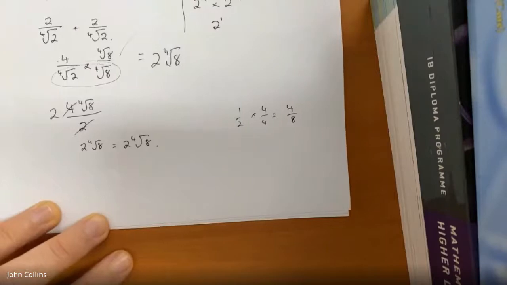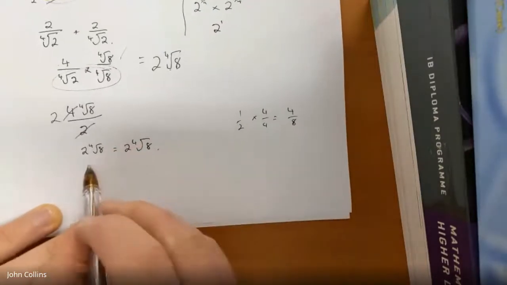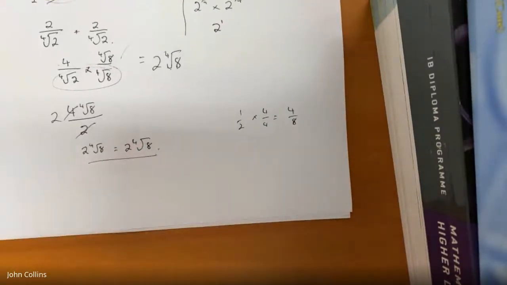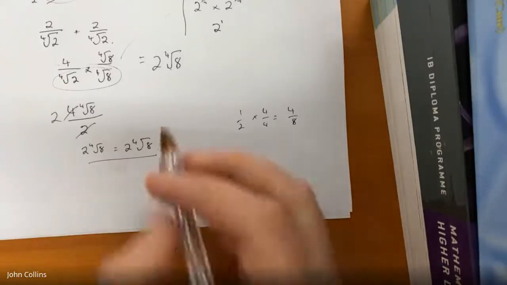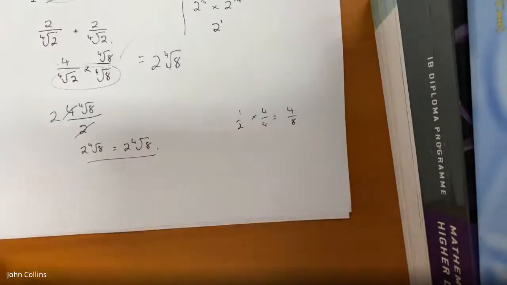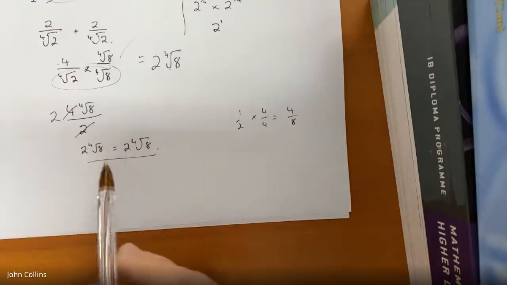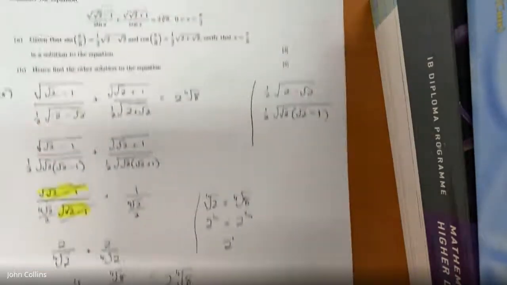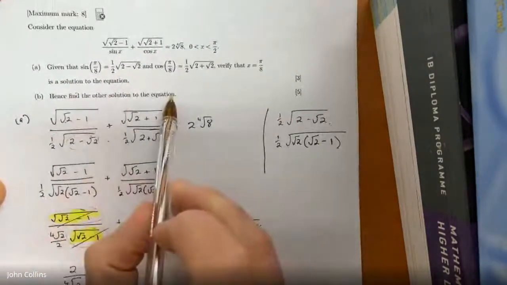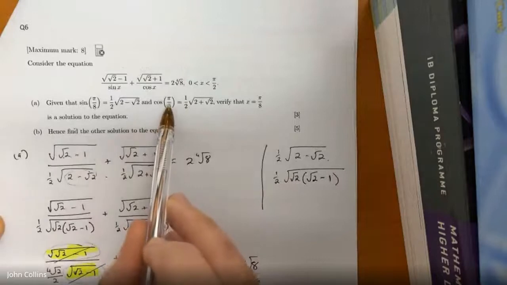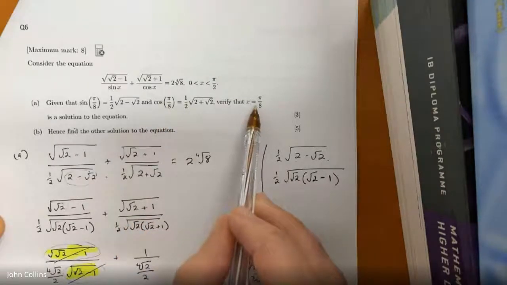Okay. All right, so with that in mind, I'm not going to do part B. I'm going to let you suffer it out with part B, and I'll show you how to do it on Wednesday if you can. I will give a hint, though. You want to multiply. So part B, if we just look at it here, says hence find the other solution to the equation. So when x doesn't equal pi over 8, so there's an also.